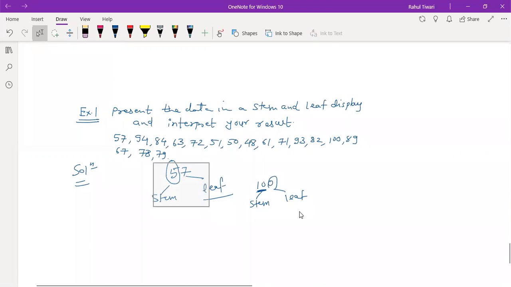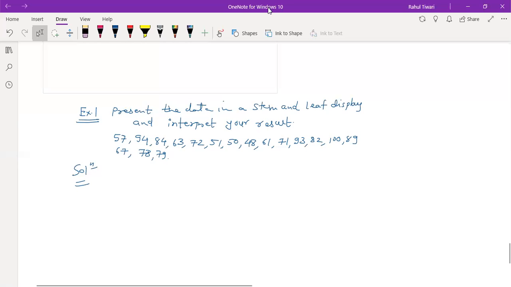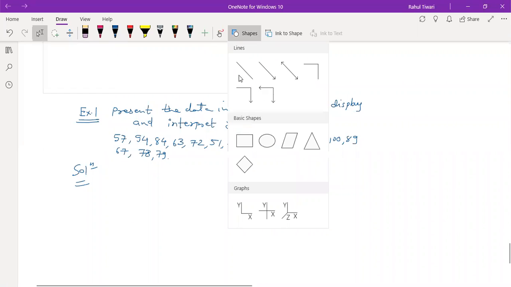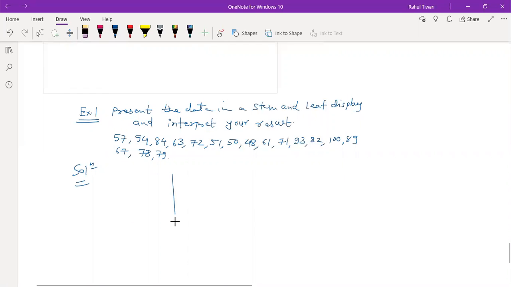Okay, so how to solve the problem? Let's discuss that more. We need to understand first how to do it. You draw one vertical line, like this.